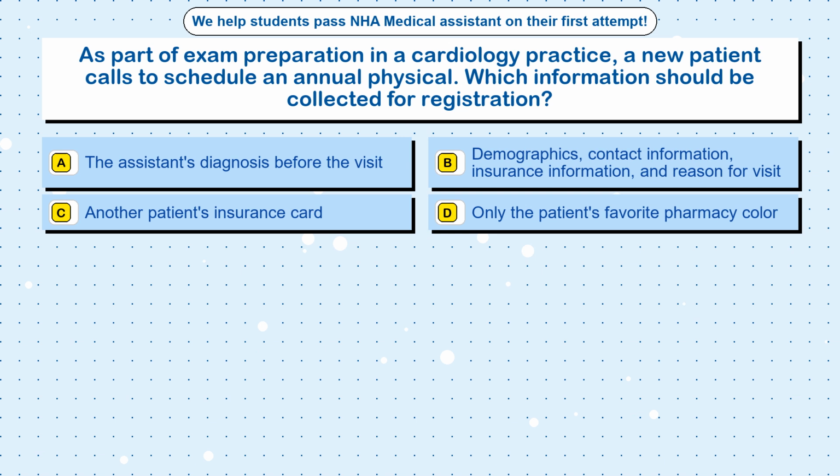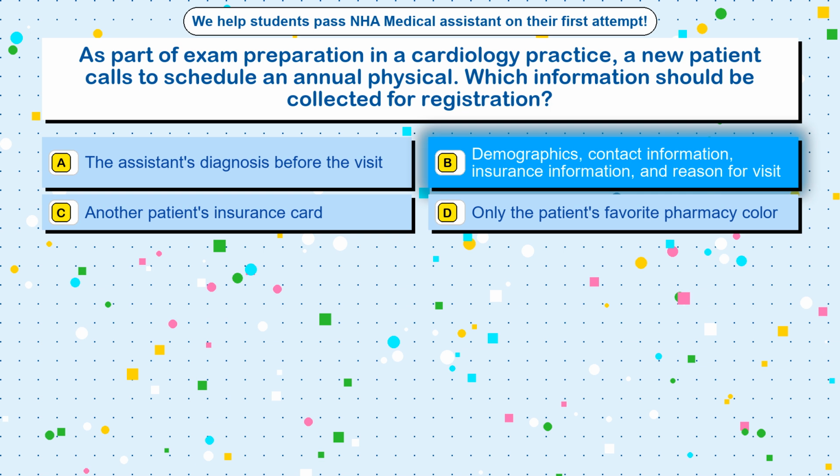Question 18. As part of exam preparation in a cardiology practice, a new patient calls to schedule an annual physical. Which information should be collected for registration? Option A, the assistant's diagnosis before the visit. Option B, demographics, contact information, insurance information, and reason for visit. Option C, another patient's insurance card. Option D, only the patient's favorite pharmacy color. The correct answer is option B, demographics, contact information, insurance information, and reason for visit.